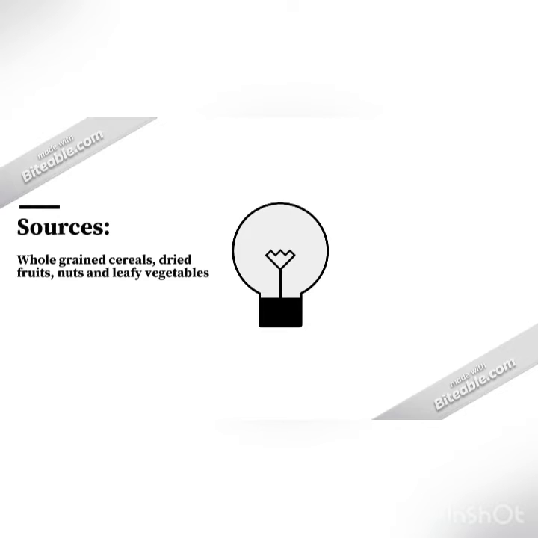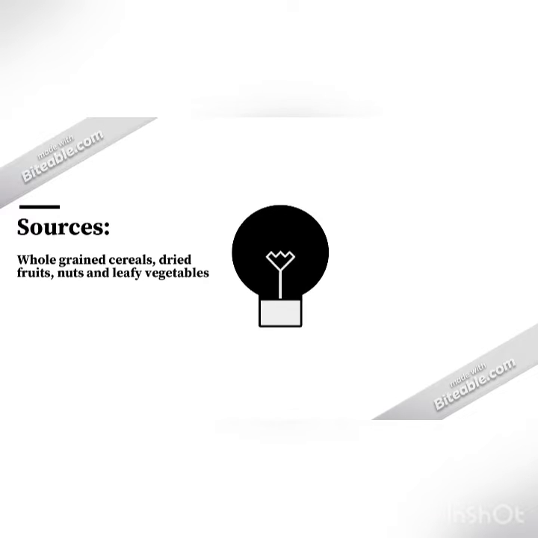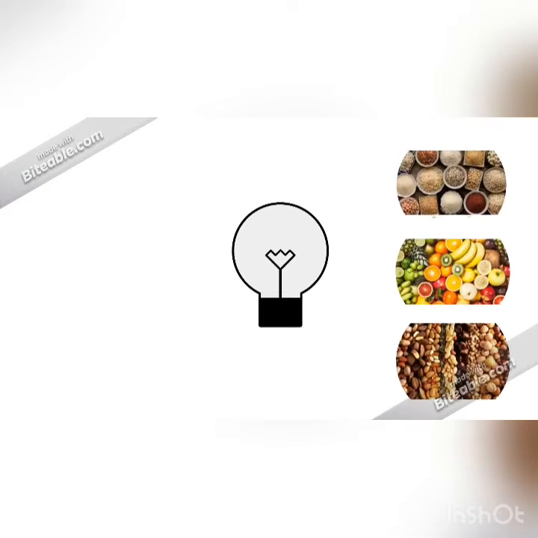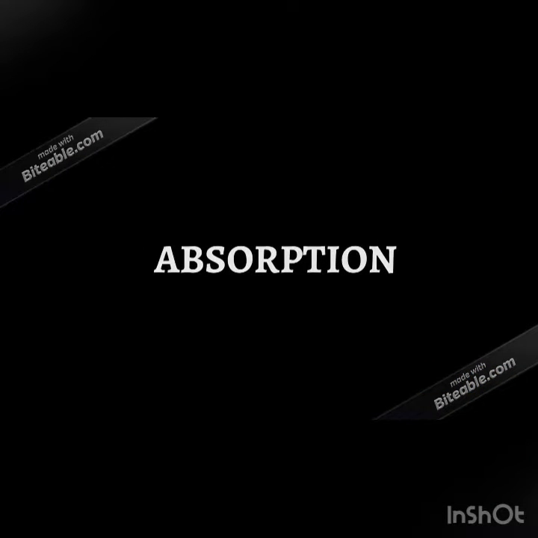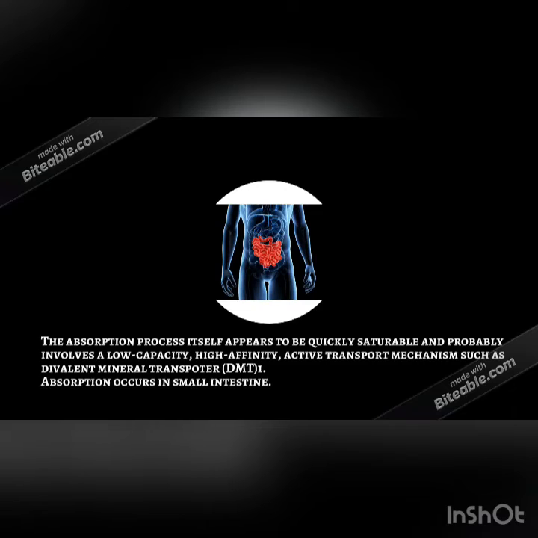Sources: whole grain cereals, dried fruits, nuts, and leafy vegetables. Absorption. The absorption process itself appears to be quickly saturable and probably involves a low-capacity, high-affinity, active transport mechanism such as divalent mineral transporter, DMT1. Absorption occurs in the small intestine.